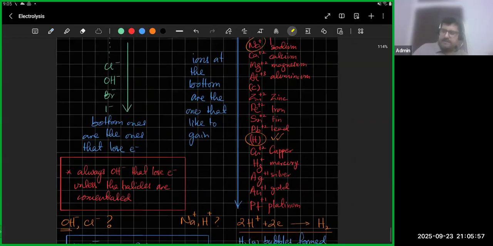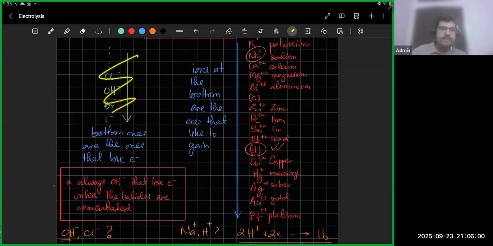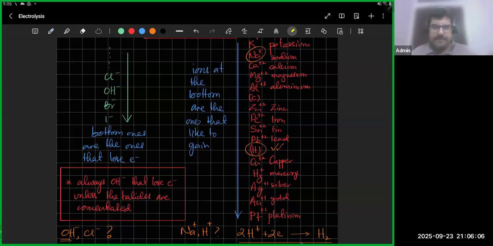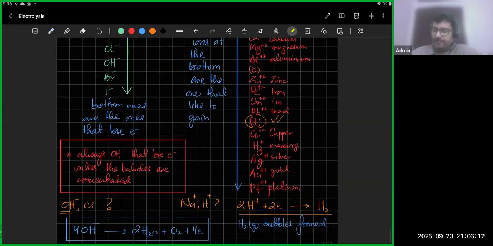Even ignore this one. Your syllabus is limited to this part, you don't have to go into details. I've double checked, there's no difference yet, they haven't changed anything. So whenever you see concentrated, you're going to go with the halides. They're the ones that are going to lose electrons. Your syllabus is very limited, so you don't have to go into the details about how the order switches when the concentration changes. Just simply stick to this.